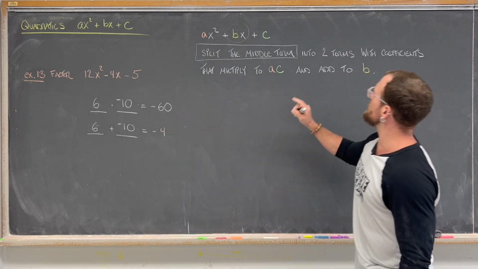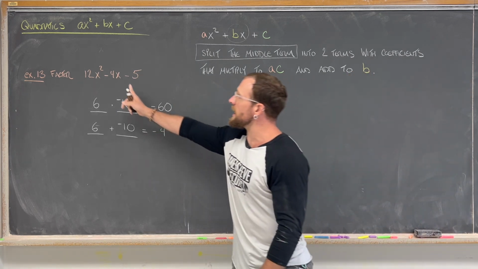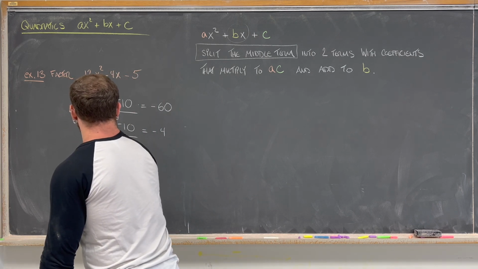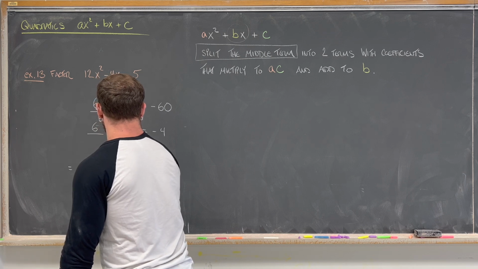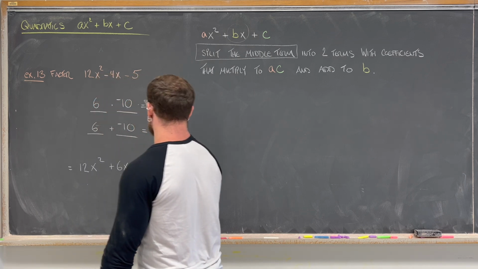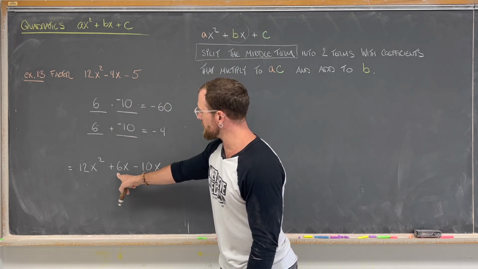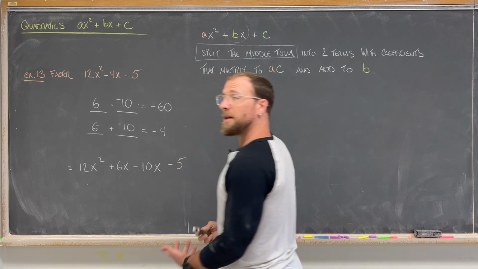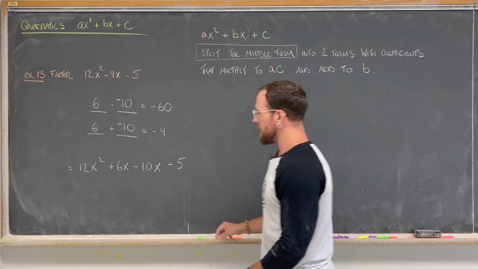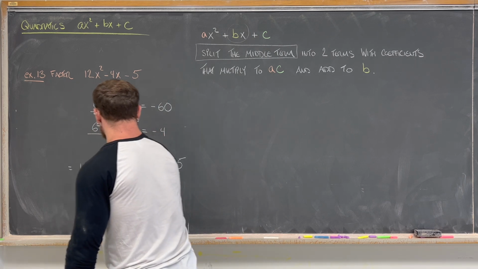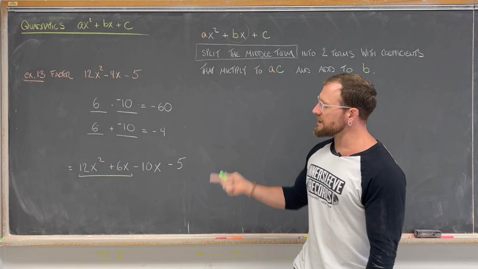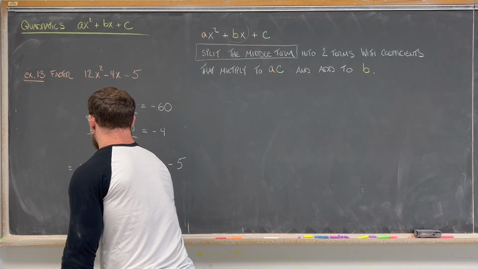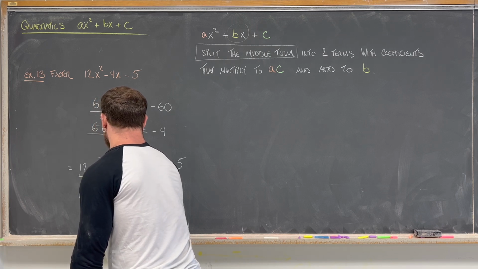Okay? So with that in mind, what do I do with that? Well, I use those two numbers to split the middle term. I'm going to split negative 4x up. This is going to become 12x squared plus 6x minus 10x. That's where I've split that middle term up into 6x minus 10x, which is negative 4x, minus 5. And from here, I just use factor by grouping. So from these first two terms, 12x squared plus 6x, there is a common factor of 6x, which I can pull out, and that leaves behind a 2x plus 1.